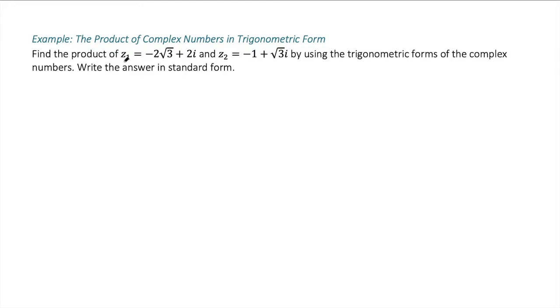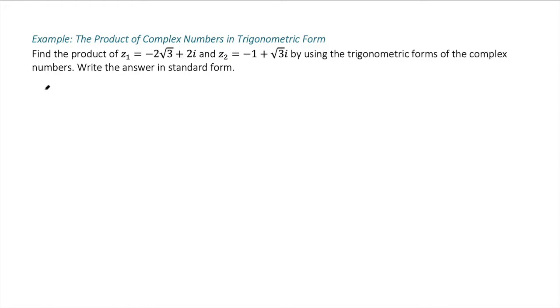Find the product of z1 equals negative 2 root 3 plus 2i and z2 equals negative 1 plus root 3i by using the trigonometric forms of the complex numbers. All right, so let's just look at what we can say here.